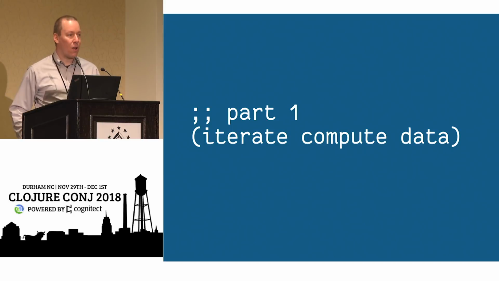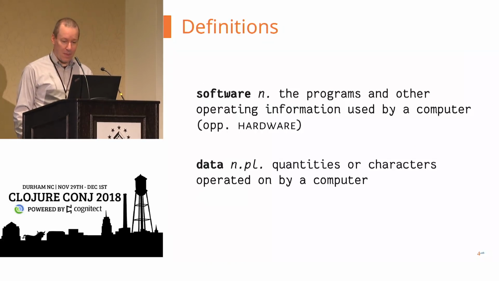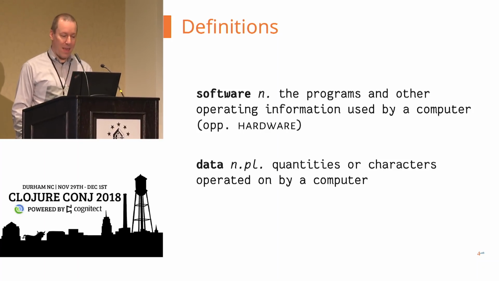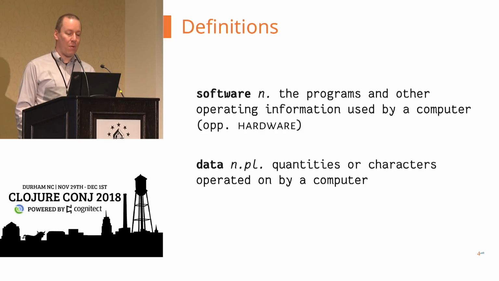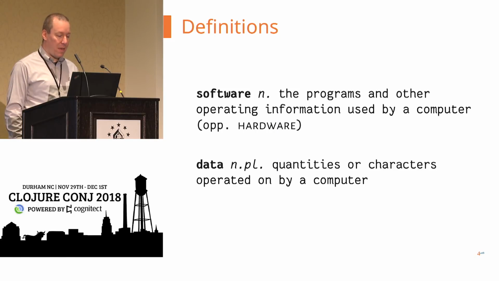But first I want to start off by talking about software and data and computers and memories and a little bit of history. So here's the obligatory definition slide. What is the definition of software? It's the programs or other operating information used by a computer. And what is data? Data being the quantities or the characters operated on by a computer.